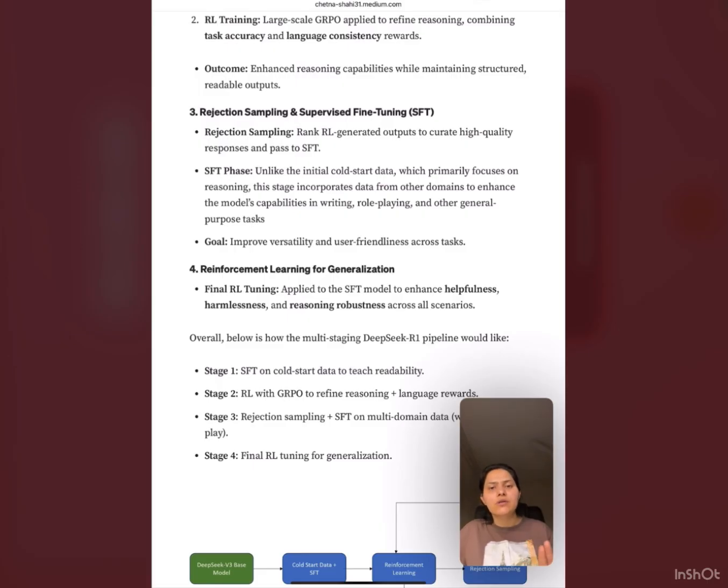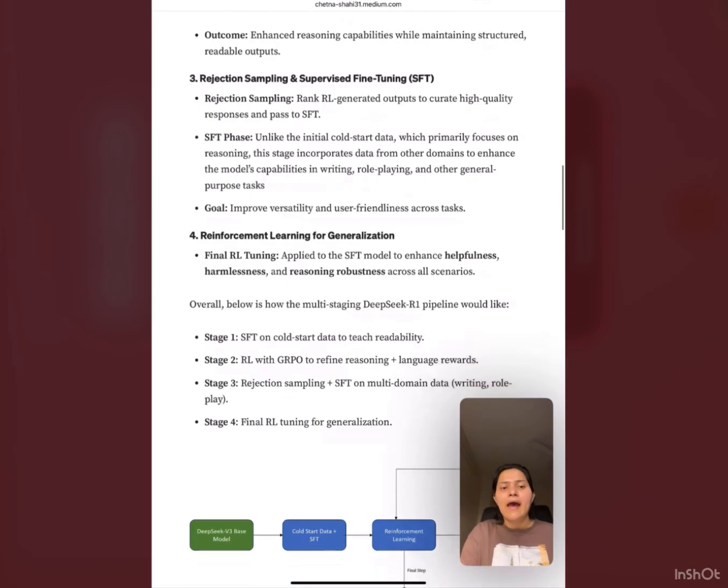Okay, it ensured that the model reasons the question properly and rethinks, reevaluates. While this part, where we are doing the rejection sampling and then the supervised fine-tuning, ensures that our model capability in terms of writing, role playing, and the general tasks is handled properly. Okay, so basically to make our model output more user friendly, more versatile.